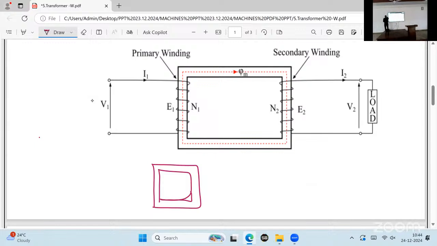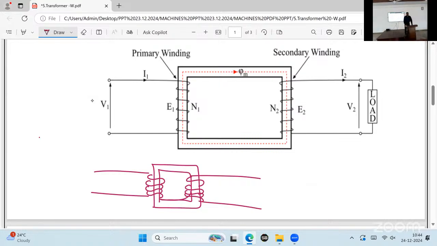After that, take copper wire and wind the copper wire. Take a second copper wire and again wind it. To make a transformer, take a steel bar, cut into square shape, take copper wire, wind on the left side and wind on the right side. Now this is called a simple transformer.